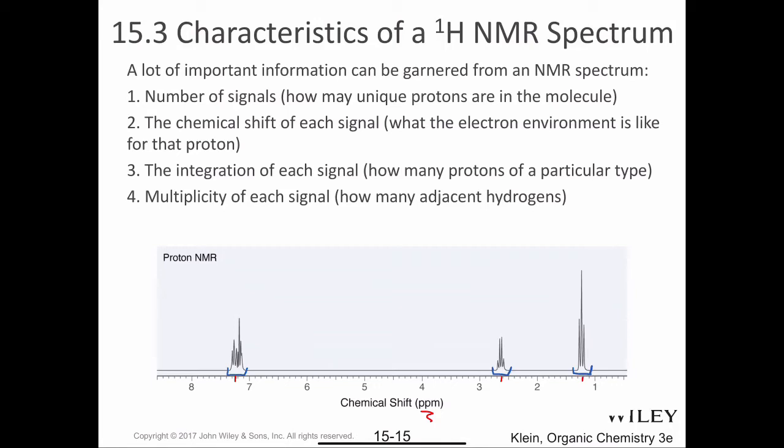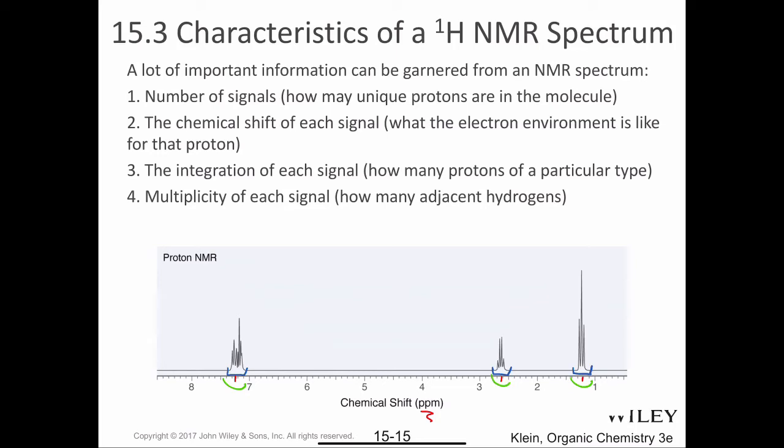The next piece of information is the integration of each signal. That tells me how many protons of a particular type are represented by each signal. The area under each signal indicates the number of protons giving rise to that signal. A computer is used to actually calculate the area under each one of the signals, and that data is provided to us on the NMR spectrum.